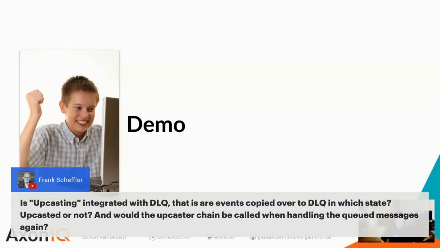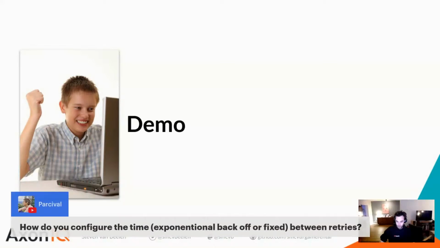Okay, so we go to Parsifal. How do you configure the time, exponential backoff or fixed, between retries? So we don't retry the dead letters for you. You need to do that. So you have complete power of deducing how you retry those, how frequent you retry those, if you do that with an exponential retry. And you'll see in a little bit how you could do that.